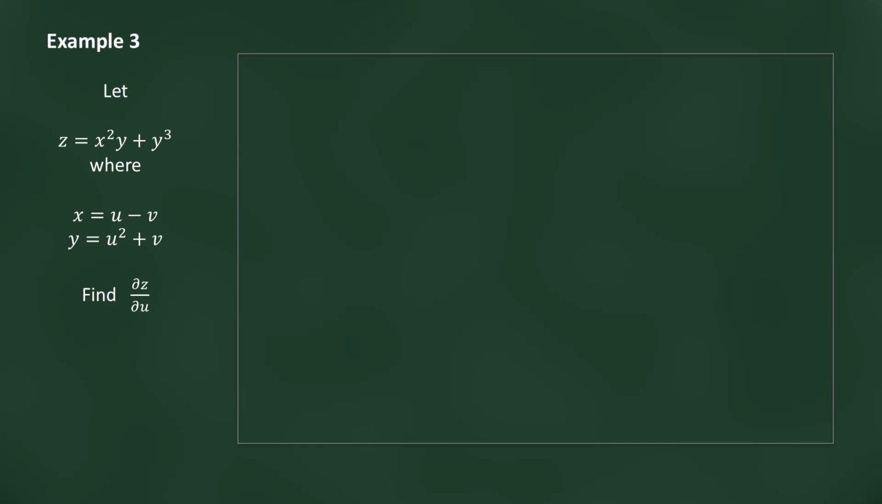Okay, this one's not too dissimilar to the last one. We have z as a function of x and y, and x and y are functions of u and v, and we want the partial derivative of z with respect to u. So when we look at this, remember that the bottom letter goes at the top of our diagram, the top letter goes at the bottom of the diagram, and then we're going to put all the intermediaries in there. So we have an x and a y here.